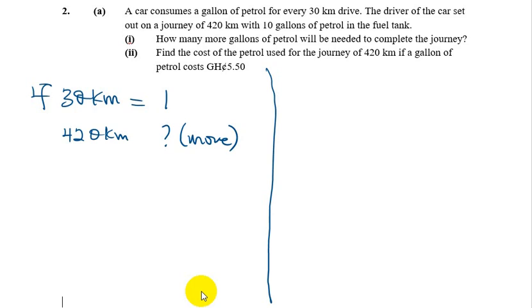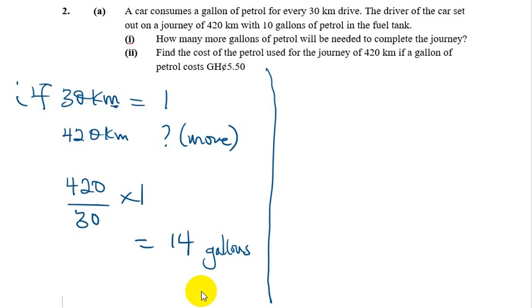Then if it is more, then less will divide. If the answer will give us more, then the less one will come and divide. So you'll be getting 420 over 30 times 1, and that will give us 14. So it means that 14 gallons will be needed to complete the 420 kilometers.